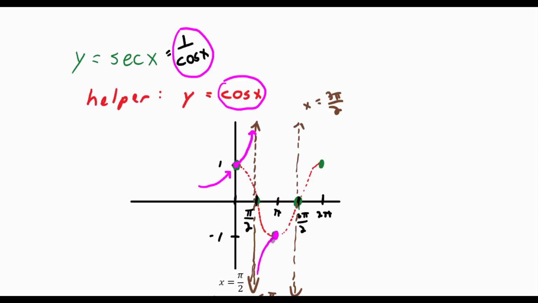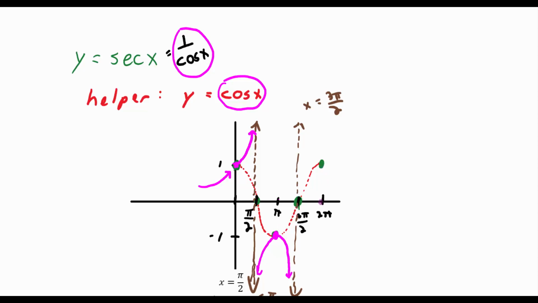If you plot a few more points, you can convince yourself you'll get an upside down U shape in between the asymptotes. And as you go to the right, it goes down forever and ever and approaches this right-hand asymptote. As you go to the left from the point pi, negative 1, it goes down forever and ever and approaches this asymptote to the left.